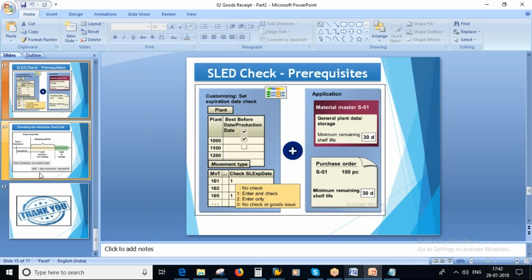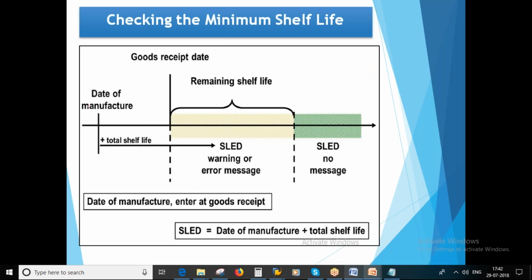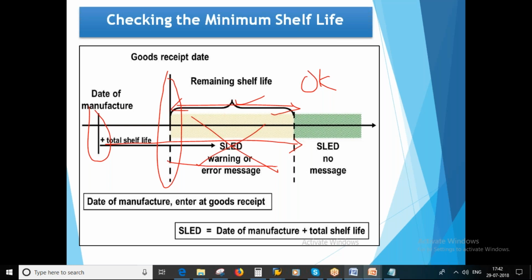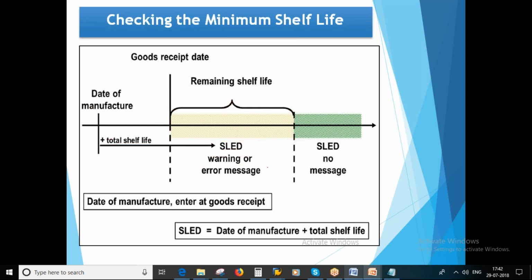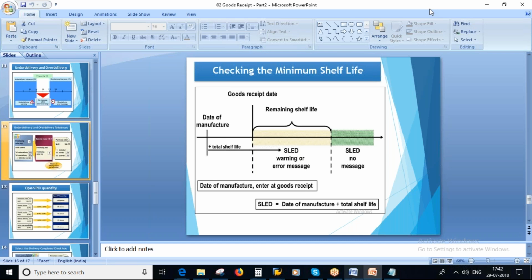So that is how the system will check the minimum remaining shelf life during the GR. If it is not there, it will not allow you to make the GR. This is what we discussed. You enter the date of manufacture. First, the system will calculate the total shelf life, and on the GR date, it will check whether any minimum remaining shelf life is there or not. If it is there, it will allow GR. If the minimum remaining shelf life is not met, then the system will not allow GR. So with this, we have come to the end of GR.